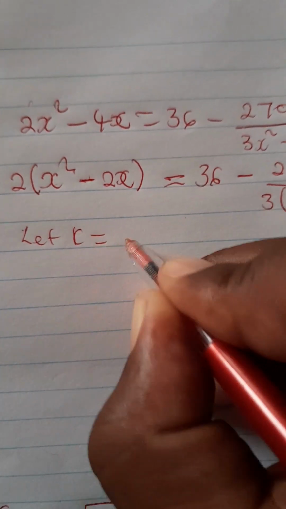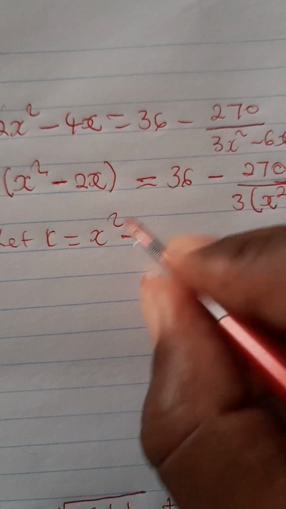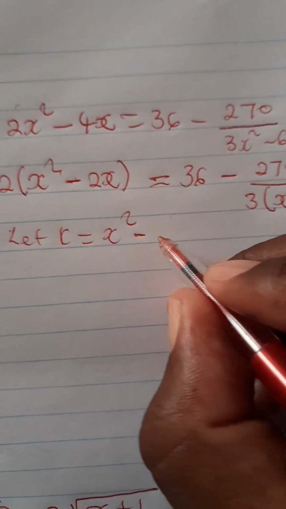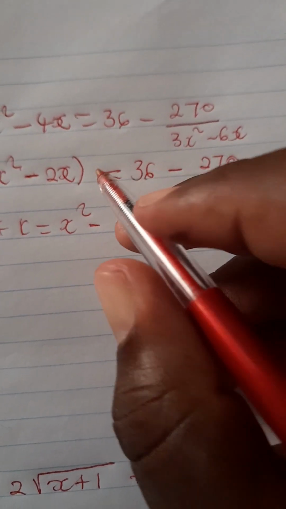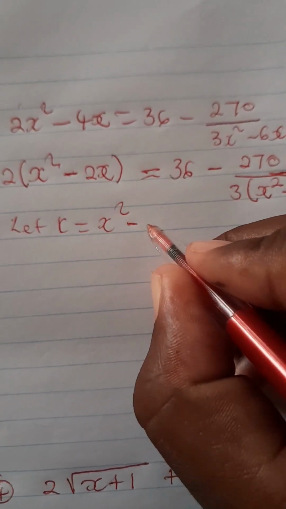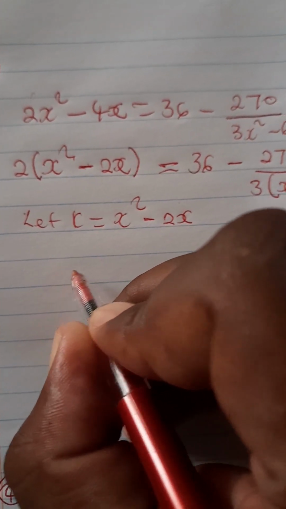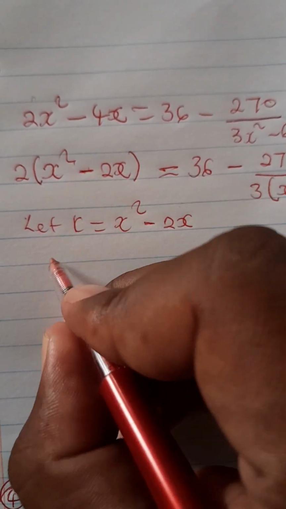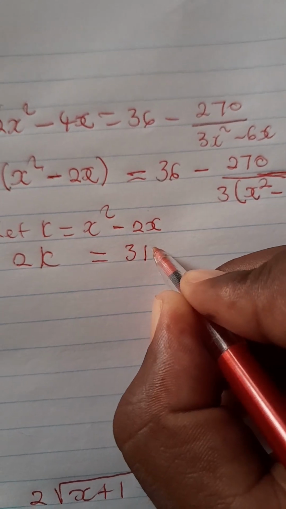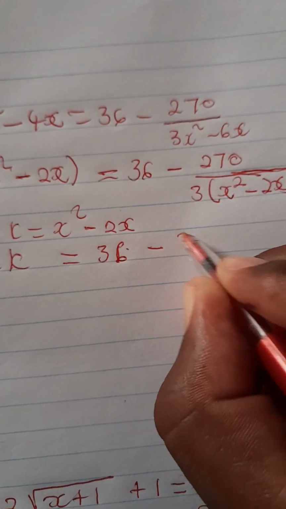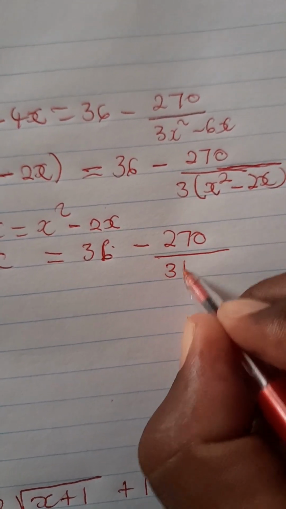Let k be equal to x squared minus 2x, the repeated expression. Before you attempt it, try to pause the video and do it yourself, and then you check. That's how you learn, right? So x squared minus 2x, we replace by k here. So we are going to have 2k equated to 36 minus 270, where there is x squared minus 2x replaced by k. So we're going to have 3k.